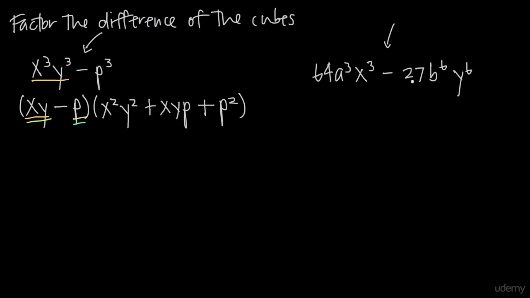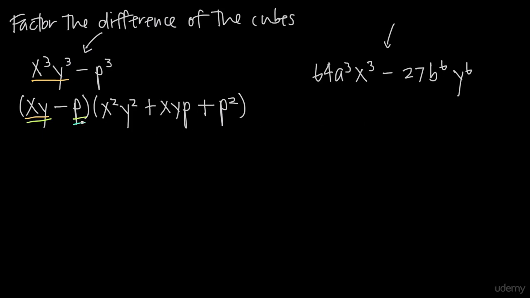27 is the cube of 3 because 3 times 3 times 3 is 27. The cube root of b to the 6th is b squared, and the cube root of y to the 6th is y squared because y squared times y squared times y squared is y to the 6th. So we do in fact have the difference of two cubes.